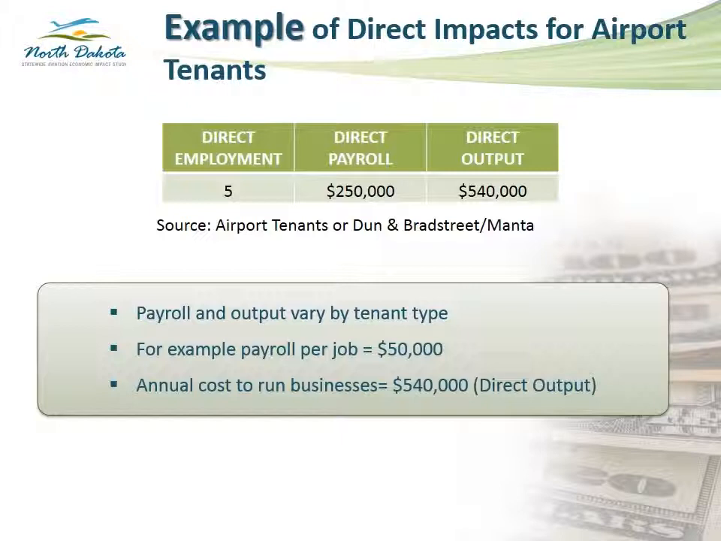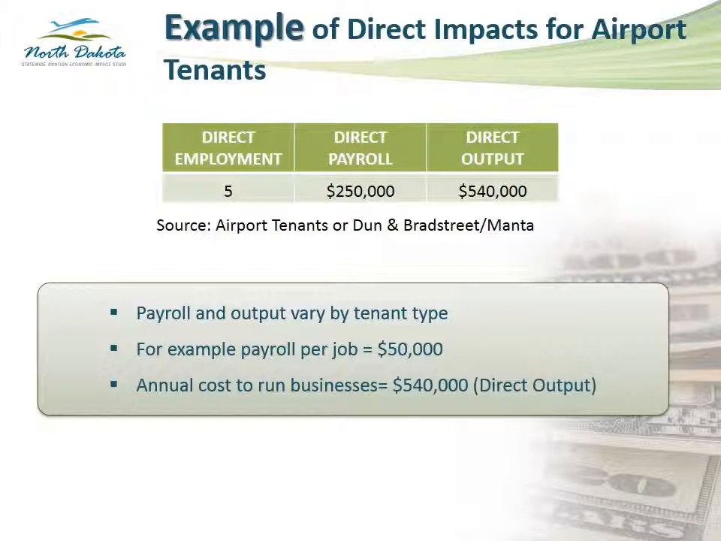When you look at the direct employment for your airport in the tenant category, this employment is the sum of total jobs reported for all tenants. In our example, the number of reported direct jobs is 5. This number of jobs could be for 1 tenant, or it could be 1 job for 1 business and 2 jobs for 2 other businesses.